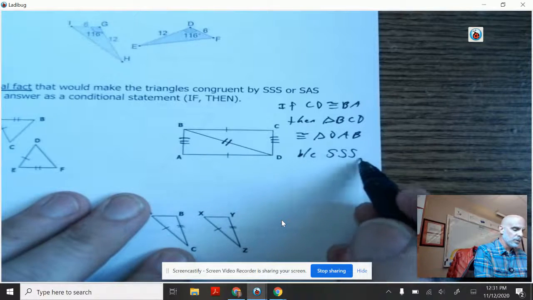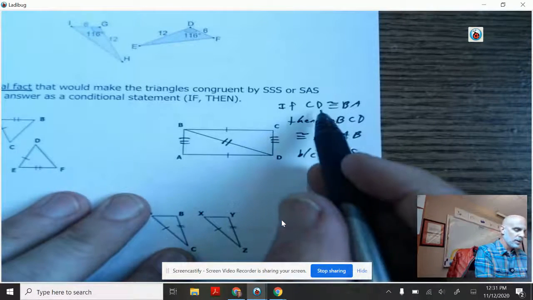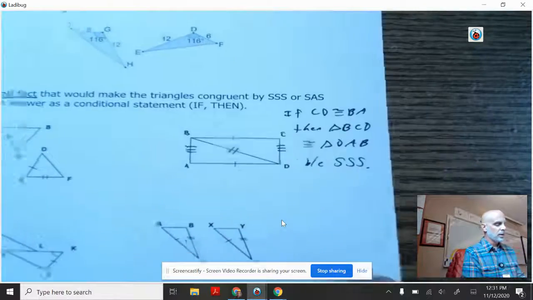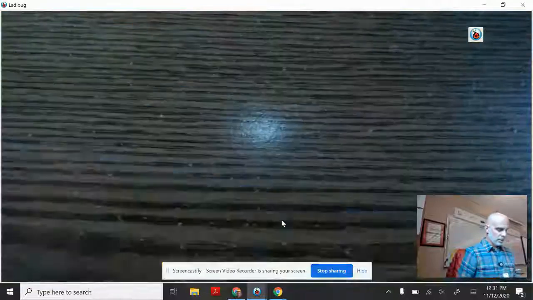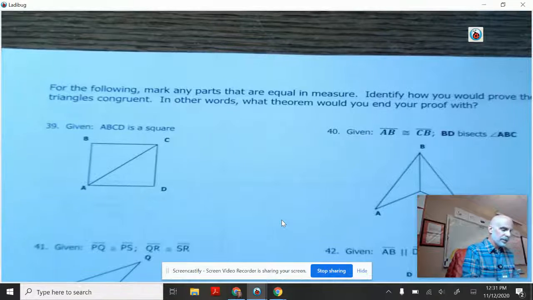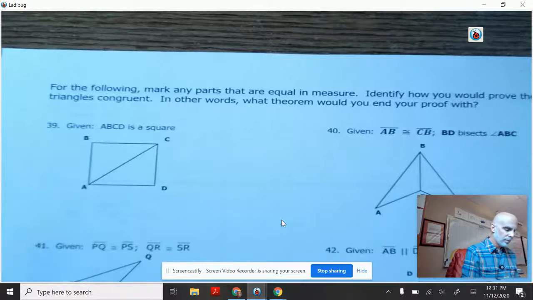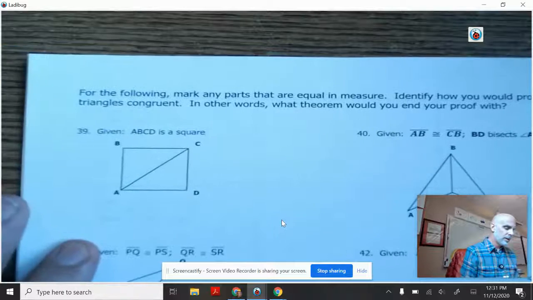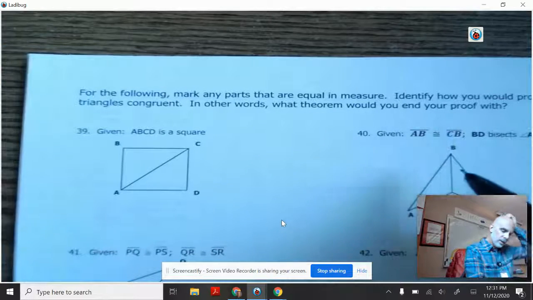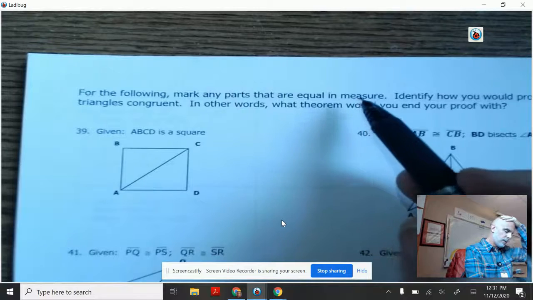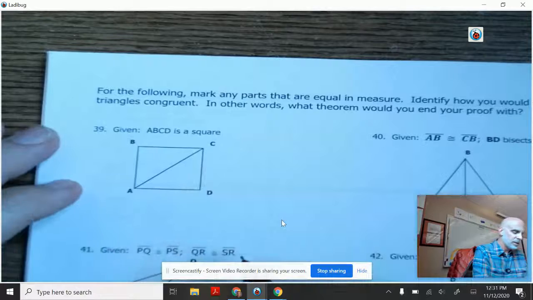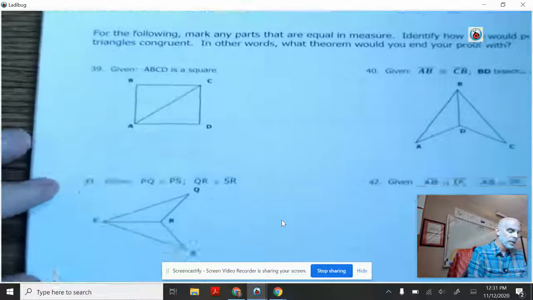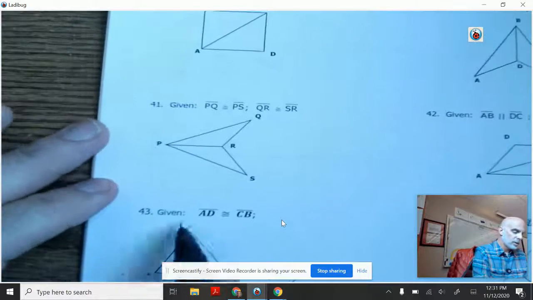All right, again, some of you would have seen it differently, and your additional fact would have made it side, angle, side. So that's how you do this section. You need to complete it with sentences. Okay, on this page, basically, we're getting you closer and closer to doing a proof from the beginning. So it says, in other words, what theorem would you end your proof with? Mark any parts that are equal in measure. So this one has a little bit more with some given information. So you have to pay attention to this given information, and we're going to have to mark it, because when we do proofs, that's always what we're starting with.